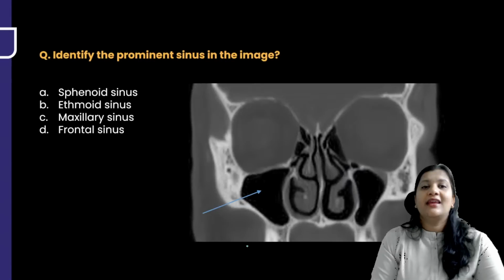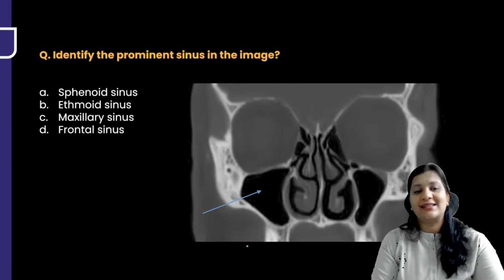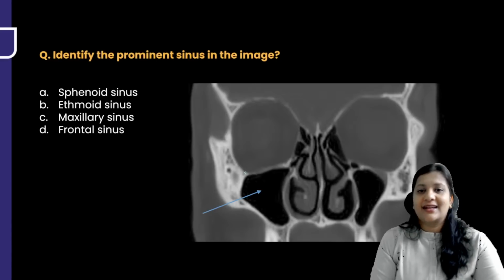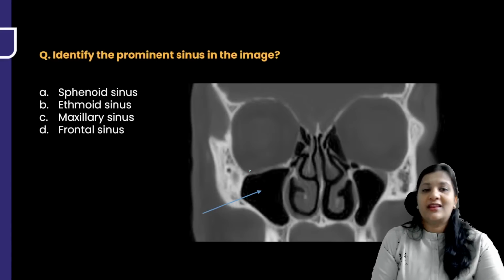Identify the image and the arrow marked in the image. Sphenoid sinus, ethmoid sinus, maxillary sinus, or frontal sinus. What do you think is the sinus? I think this is a lollipop, the easiest question possible, and there should be no doubt on this. This is one of the commonest sinuses. Even if you don't know anything, you should be able to answer this.